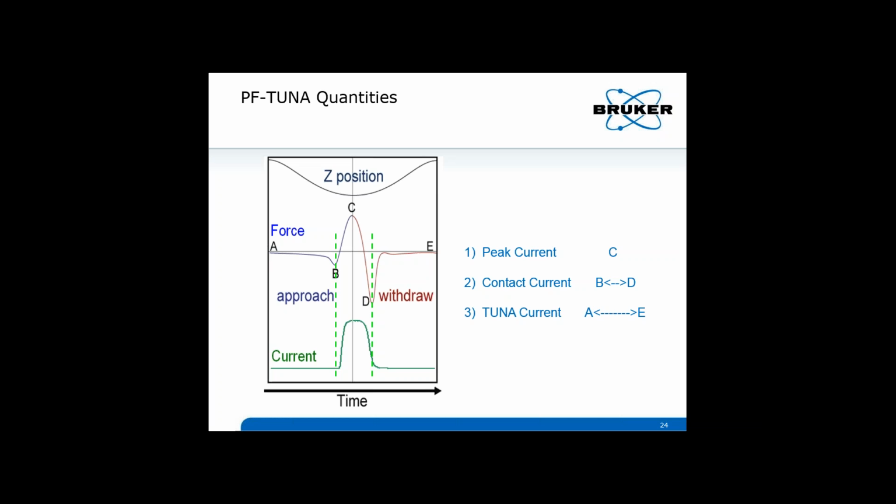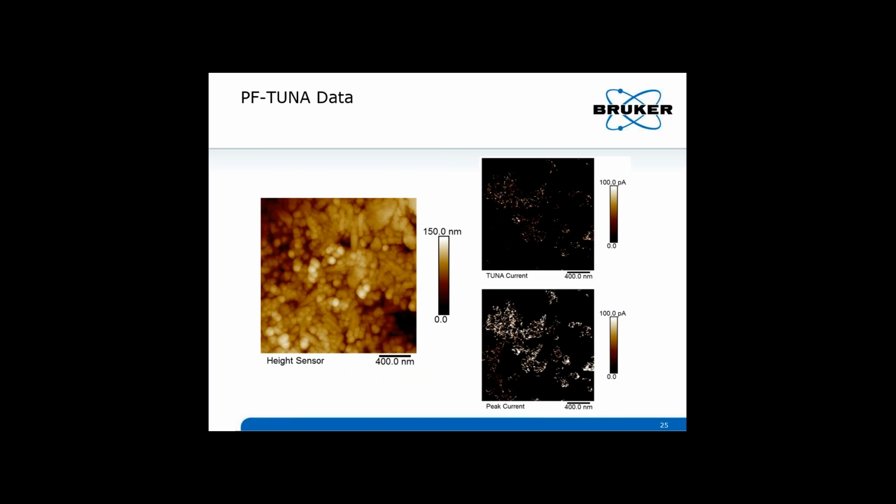So in PeakForce TUNA workspace, we basically have 3 channels for the current measurement. Here is an example of the tuner current and the peak current imaged on the floppy disk. The left is the height sensor channel data, the top one is the tuner current, and the bottom one is the peak current. As we can see clearly, the peak current is bigger than the tuner current.